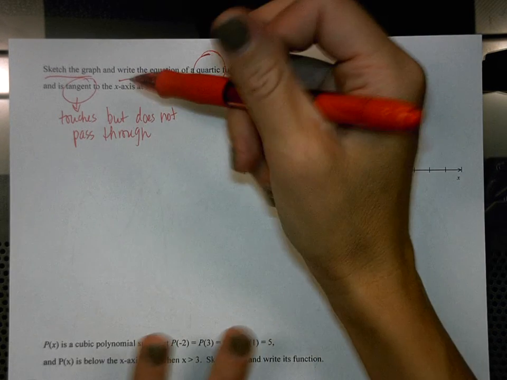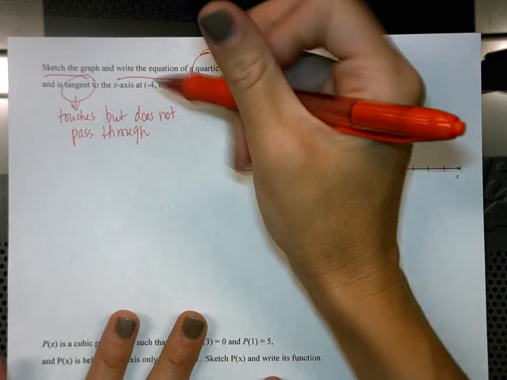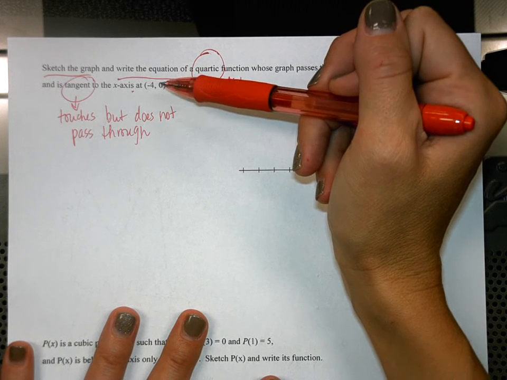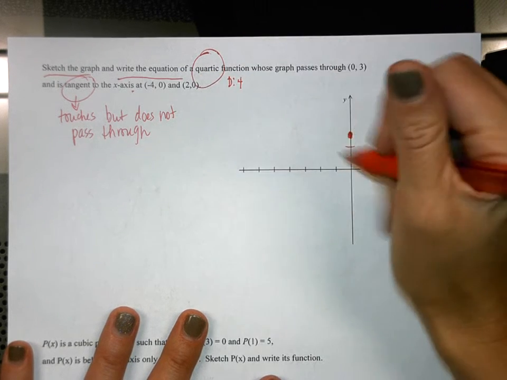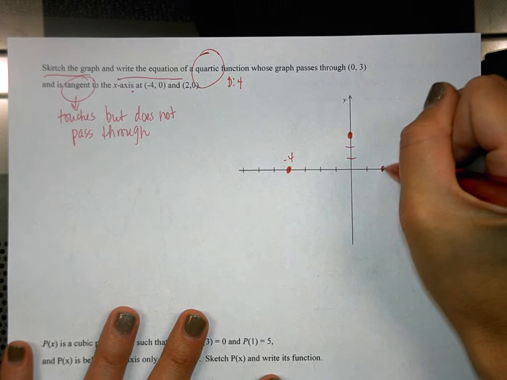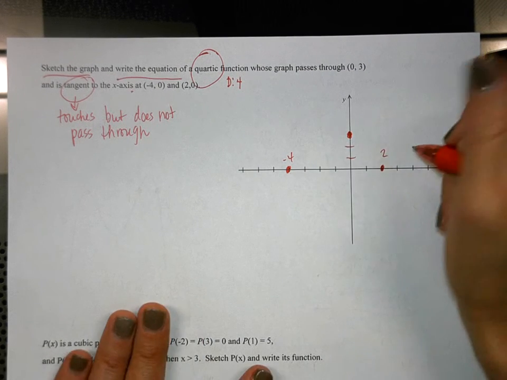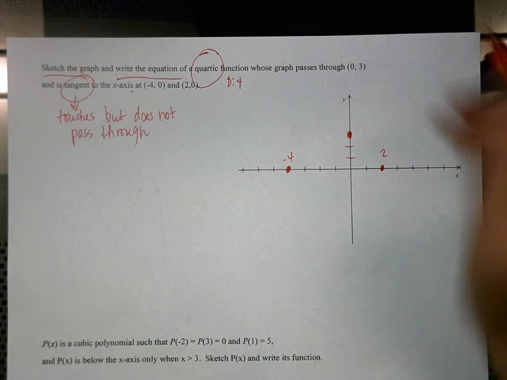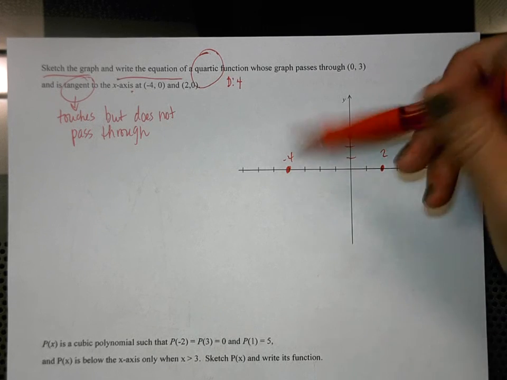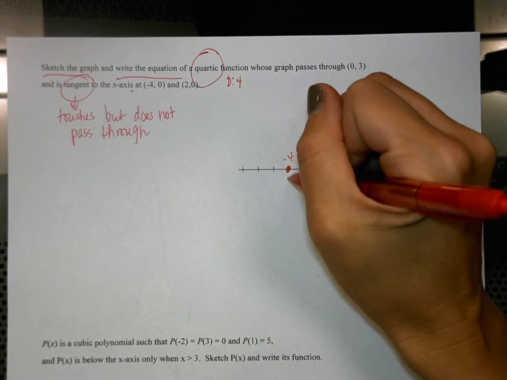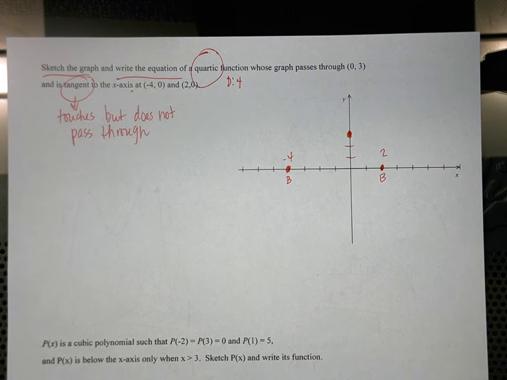Okay, and it says it's tangent to the x-axis, so that means it touches the x-axis, but it doesn't pass through the x-axis at each of these points, which means they will have to be what? Bounces, okay? And so there's a point at -4, 0, and there's a point at 2, 0. Each of these is a bounce, which means they would each need what? An even degree.